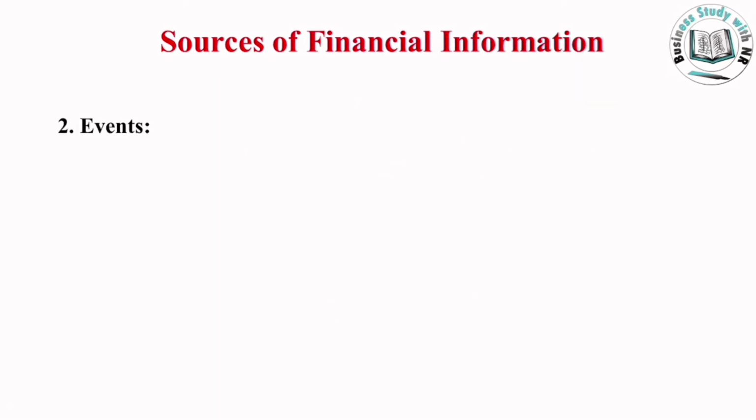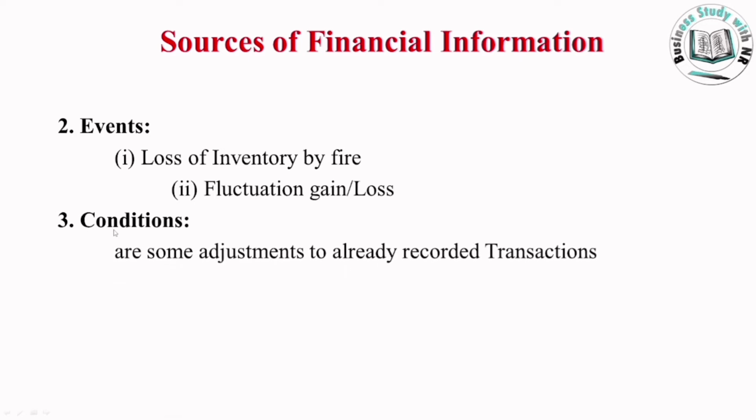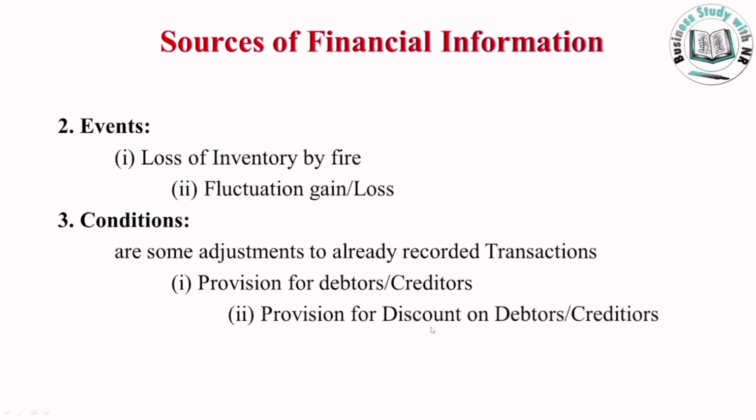Next source is events. Events are also recorded in business, like loss of inventory by fire and fluctuation gains and losses. And the third source is conditions. What is meant by conditions? Conditions are some adjustments to already recorded transactions, like provisions for debtors and creditors, provision for discount on debtors.